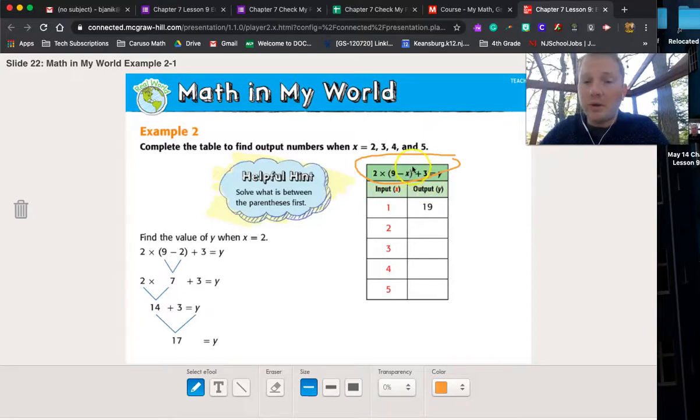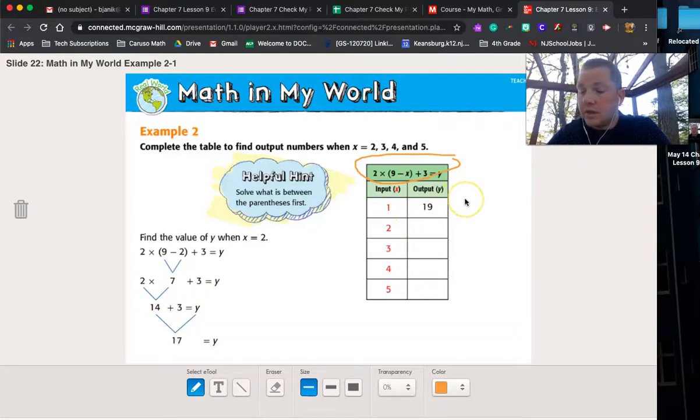So what do we always do first? We always do the parentheses first, if there's parentheses. So that's what it's showing us over here. 9 minus 2 is giving us our 7. And then what do we do next? If we have 2 times 7 plus 3, we do our multiplication first. So now 2 times 7 gives us our 14. And then what's the last thing we do? We're going to do our addition. 14 plus 3 gives us 17, and that gives us our answer.